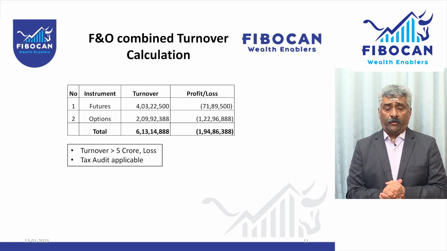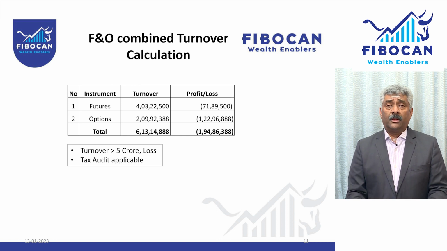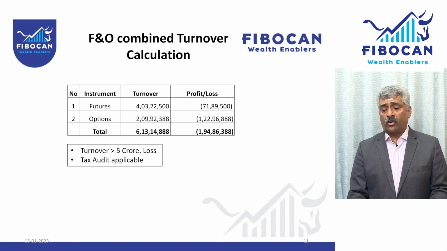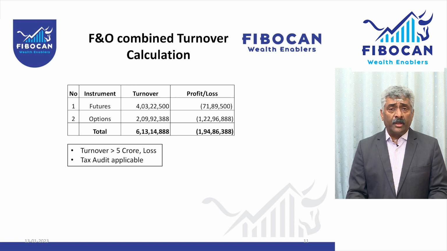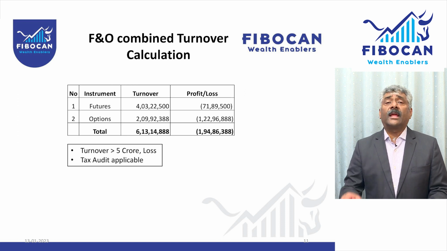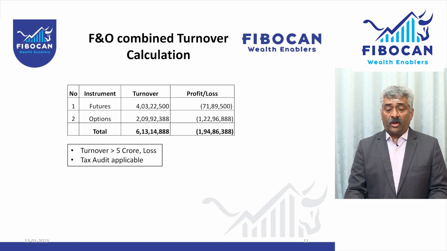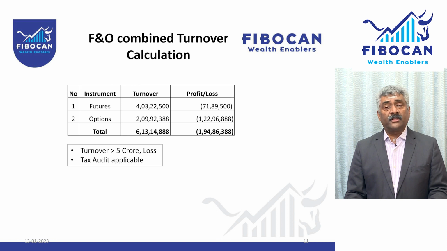Combining both, futures turnover is 4 crores 3 lakhs 22,500 and the options turnover is 2 crores 9 lakhs 92,388. Profit and loss, as you can see, I have put in the bracket, it's a loss: 71 lakhs 89,000 in the case of futures, 1 crore 22 lakhs and odd in the case of options. Total of roughly around 2 crores loss on a turnover of 6 crore 13 lakhs. Because the turnover is more than 5 crores, tax audit is applicable. Tax audit is also applicable where you are showing a loss but turnover is less than 5 crores, that time also tax audit is applicable.